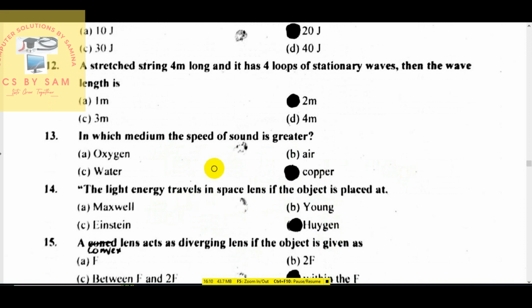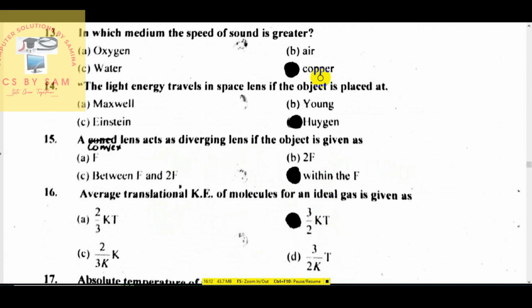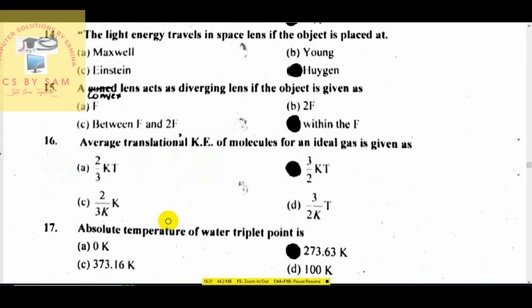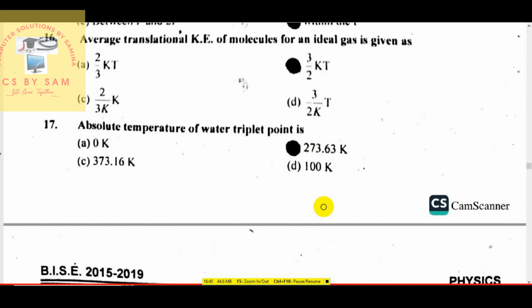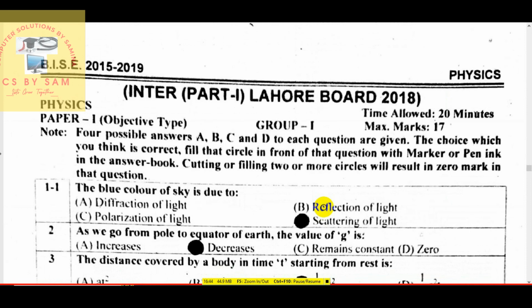Number 13, in which medium is the speed of sound greater? In copper it is greater. The light energy travels in space in a straight line. A convex lens acts as a diverging lens if the object is placed within the focal length F. Number 16, average translational kinetic energy of molecules for an ideal gas is given as 3/2 kT. Absolute temperature of the water triple point is 273.16 K.